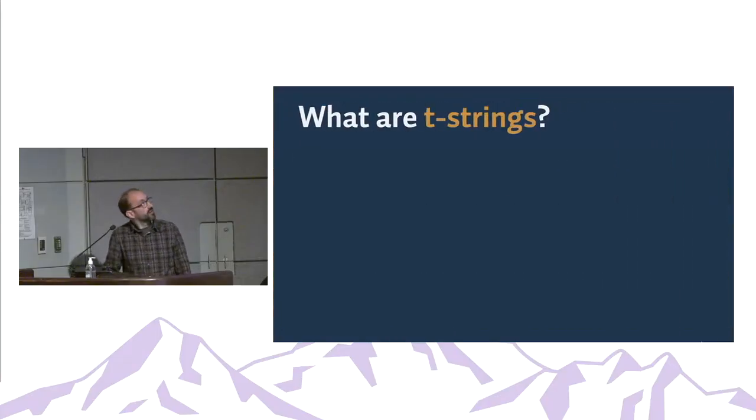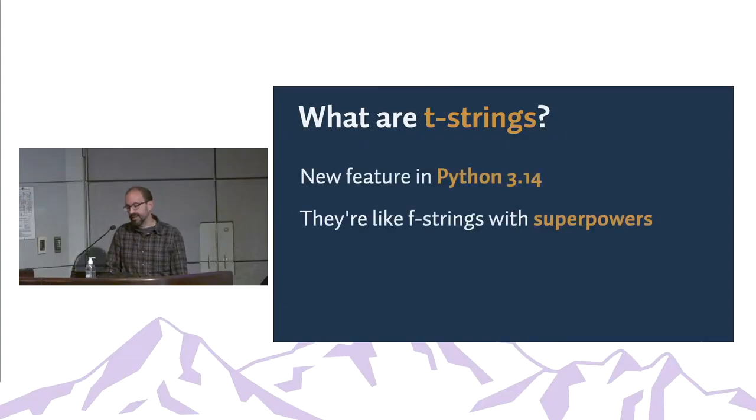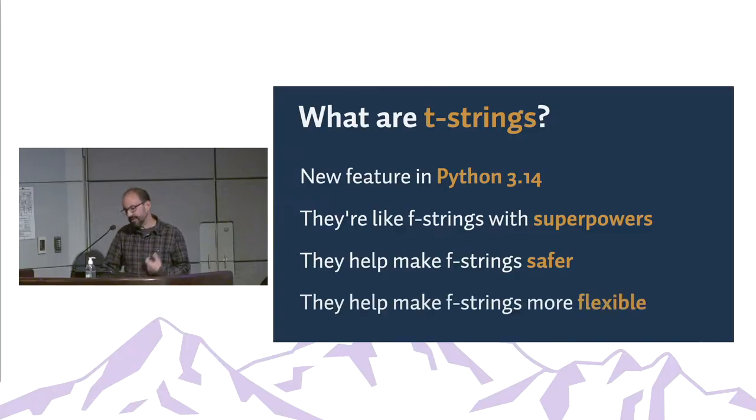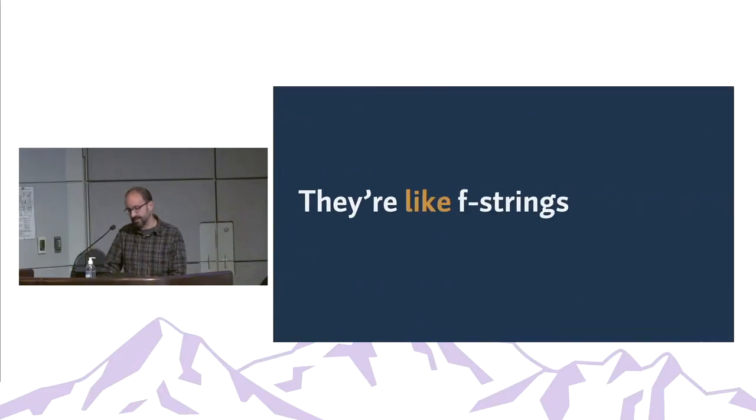So what are T-strings? Well, they're a new feature that shipped in Python 3.14, and I like to think of them as F-strings with superpowers. And they sort of have two different superpowers. One is that they help make F-strings safer, and the other is that they help make F-strings more flexible. And we'll talk about both of those in great detail. But first, I want to talk a little bit about the way that they are like F-strings.